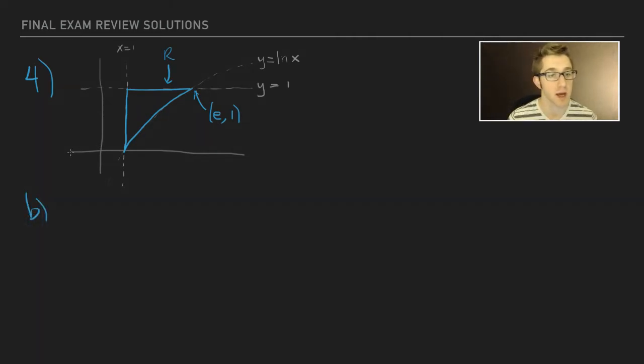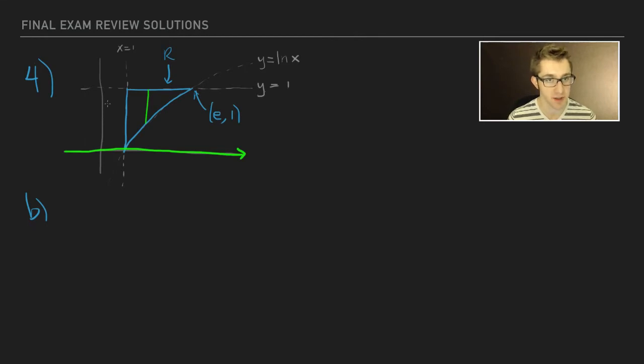For part B, I'm revolving around the x-axis. So I'm going to draw that in green here. I'm revolving like this. It's tempting to want to use washers here. So in other words, to take my slices like this. But if you do it this way, you'll have to find an integral of the natural log of x squared, which I don't want to do.